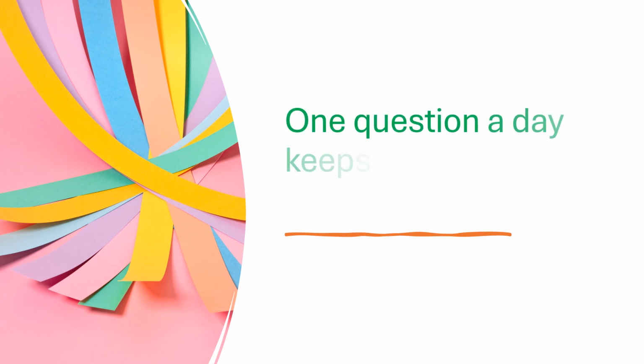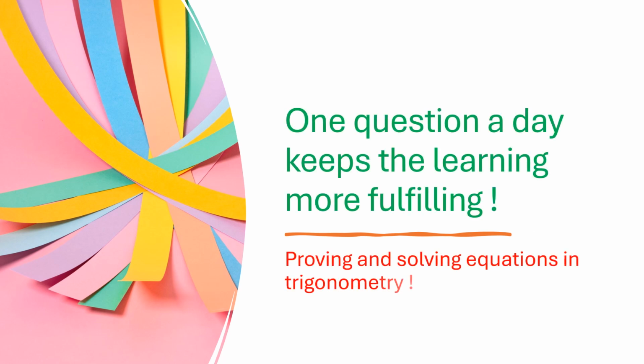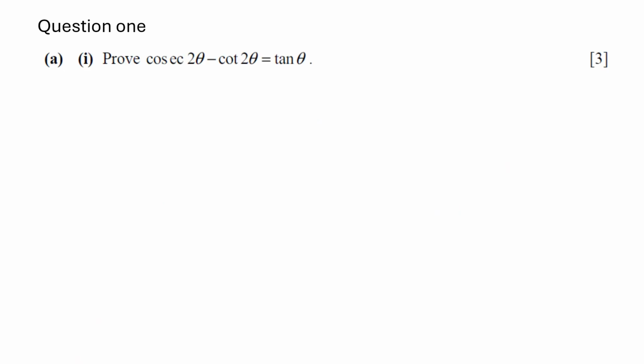Hello students, in this video we're just going to do one question. However, this one question involved quite a lot of concepts from the chapter on trigonometry. Right, let's look at question 8 part I. We're asked to prove that cosecant 2 theta minus cotangent 2 theta equals tangent theta. So what are the concepts involved here?